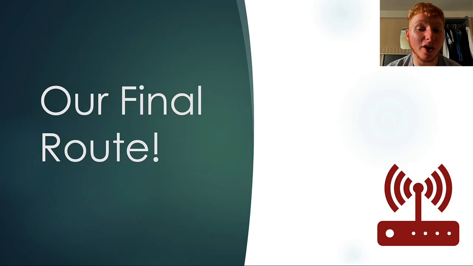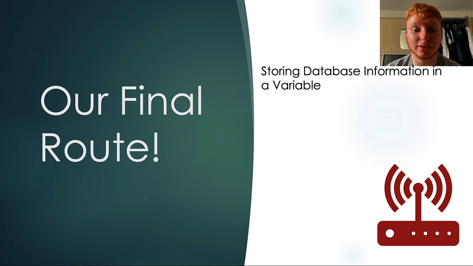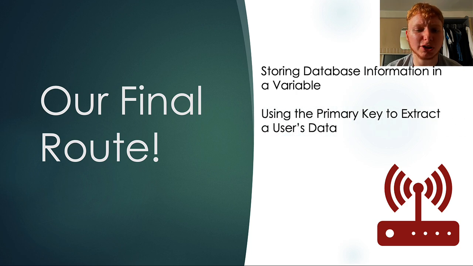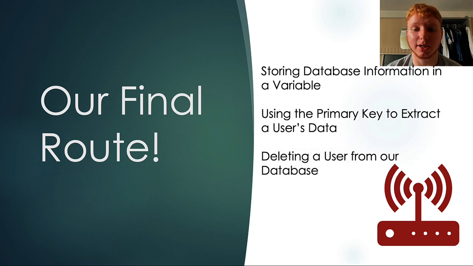We are nearing the finale of our video now, so we have only got 3 new things to learn, but we're going to go through all of it in just one more route. So let's do this. We can use information placed in the route and store it as a variable. How do we grab just one user's information using the primary key, and how can we delete a user?